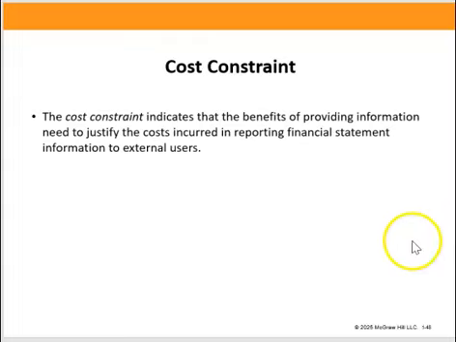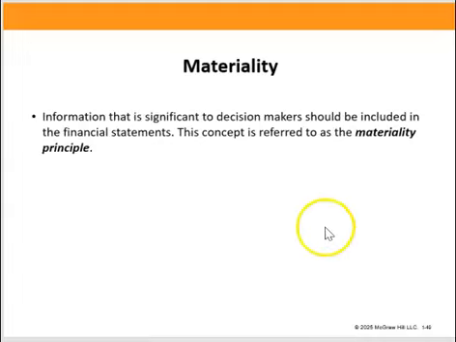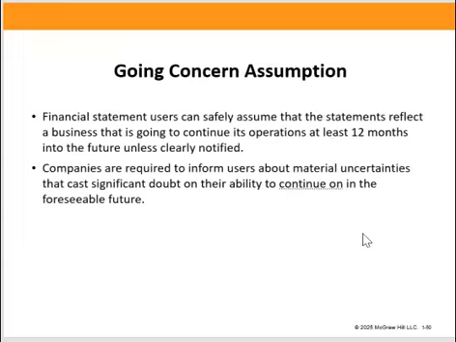Cost constraint indicates that the benefits of providing information need to justify the cost. This one's a tricky one, but what it means is that you shouldn't spend $1,000 to ensure the accuracy of $10. Materiality: information that is significant to decision makers should be included in the financial statements. Going concern assumption is that you should record the information and assume that the business is going to continue.